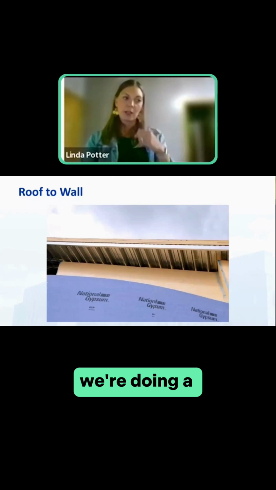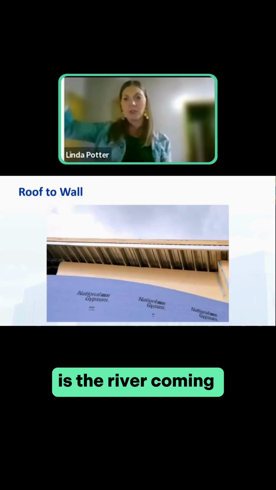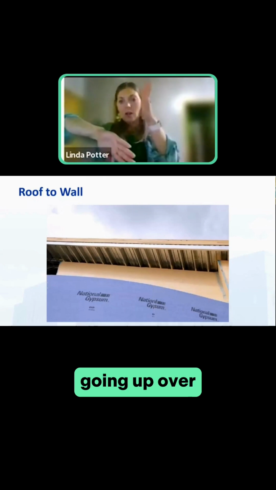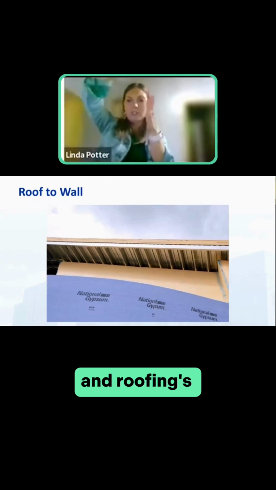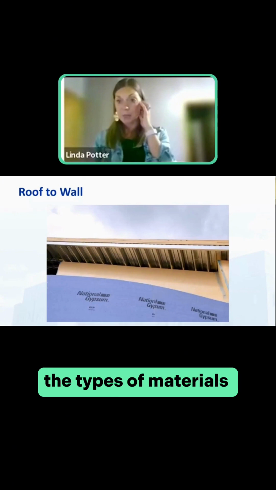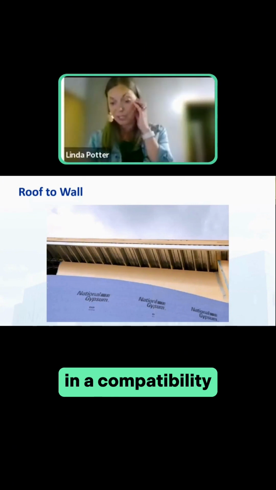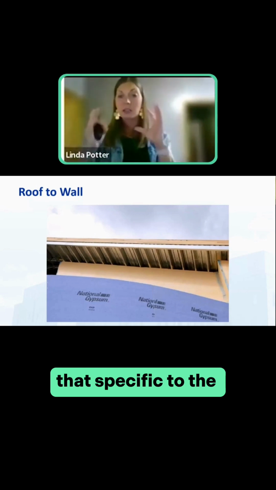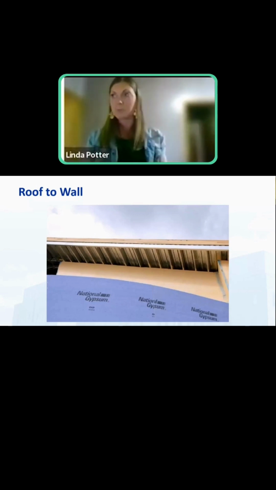This is where we're doing a lot of detailing, where we decide: is the roofer coming down and then the wall guy going up over, or is the wall person going up and roofing's coming down over? A lot of that's going to depend on the types of materials being used and their compatibility. Make sure there's a plan for it. Someone better know what it is that's specific to the materials on that job.